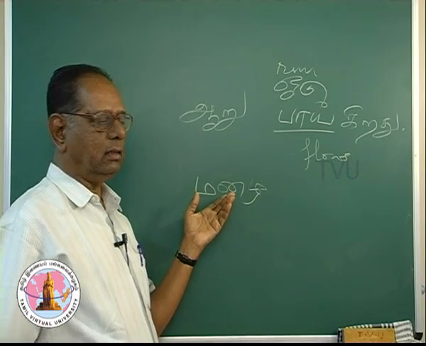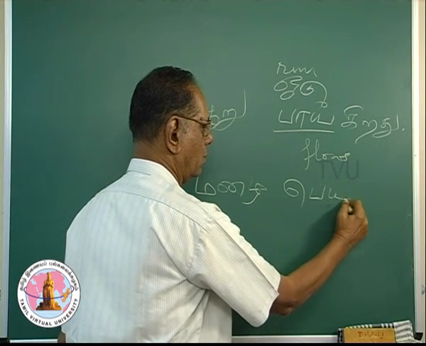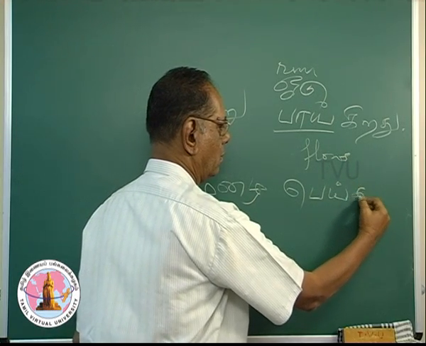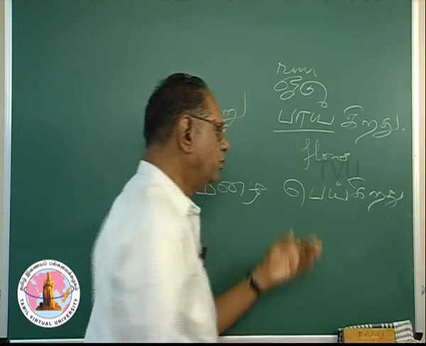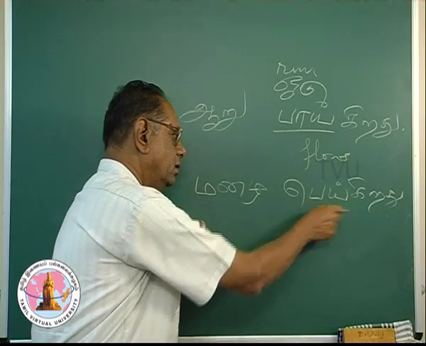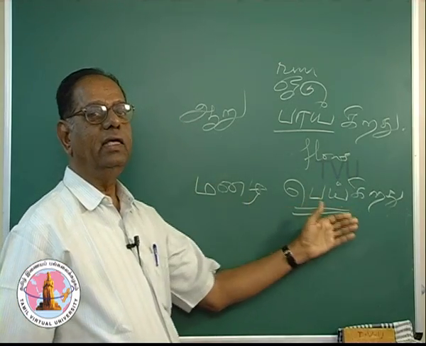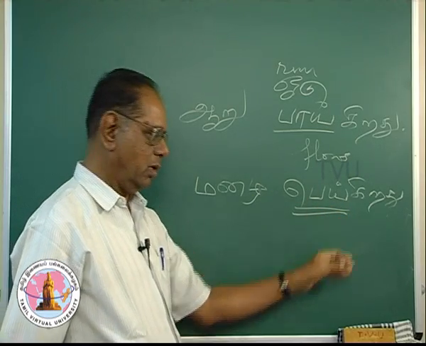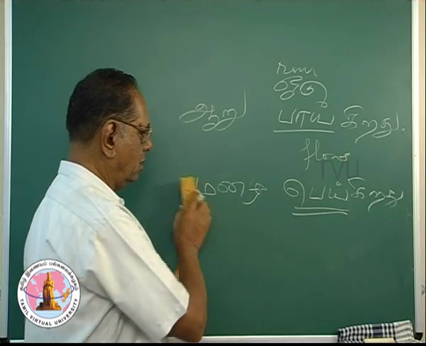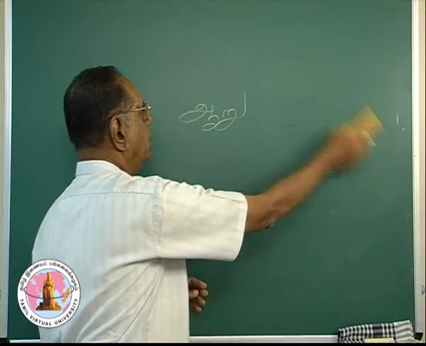மழை rain. பெய்கிறது, பெய் to pour down. மழை பெய்கிறது. The rain pours down. So, we have learnt a couple of verbs in the exercise.